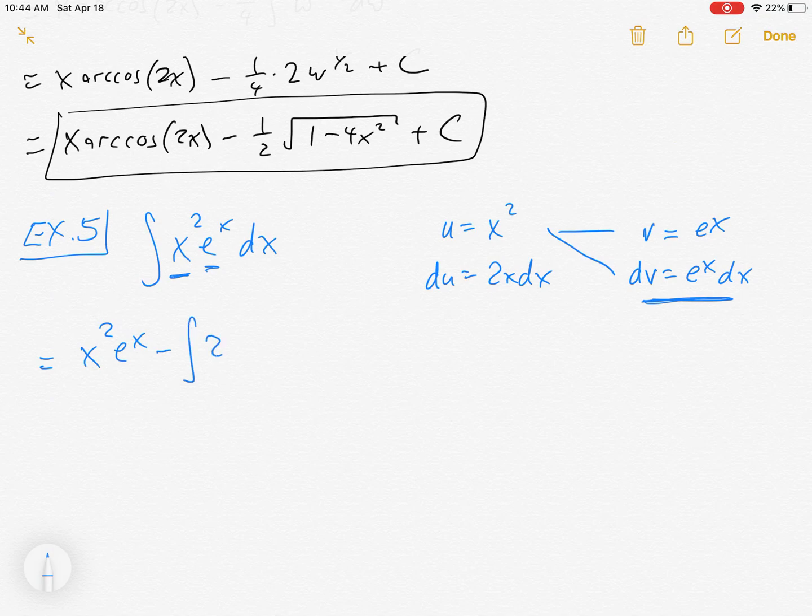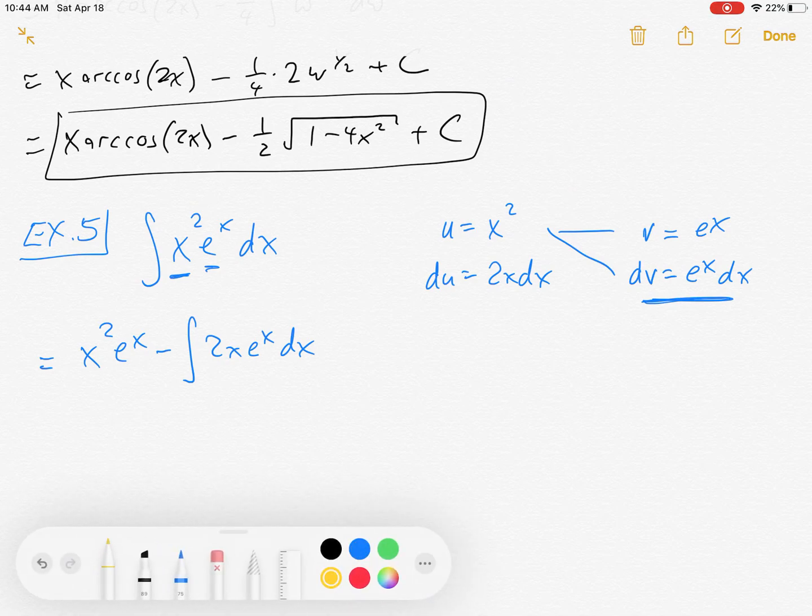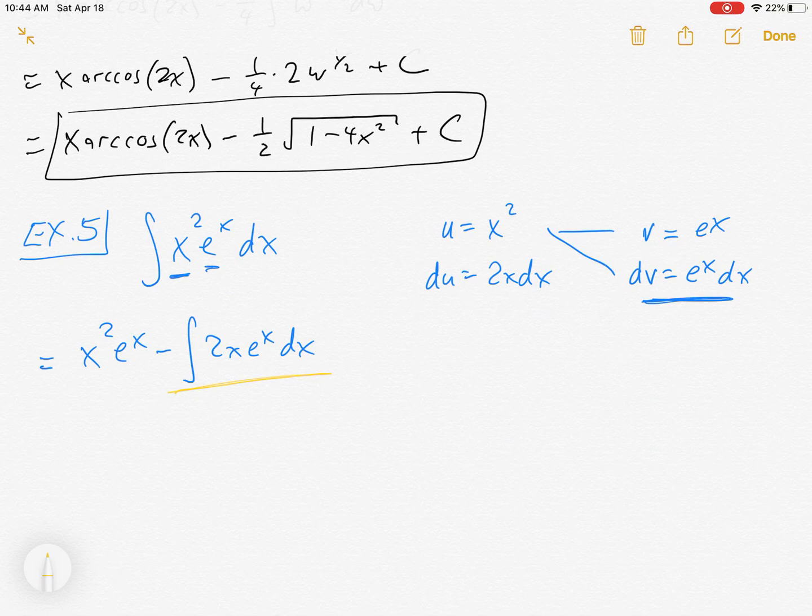So I set up my first leg of the picnic table, now the top. So x squared e to the x. That's interesting. It's the same thing I started with. It's out front. Minus the integral of 2x e to the x.